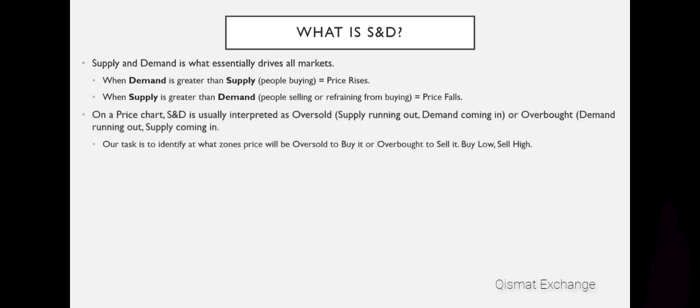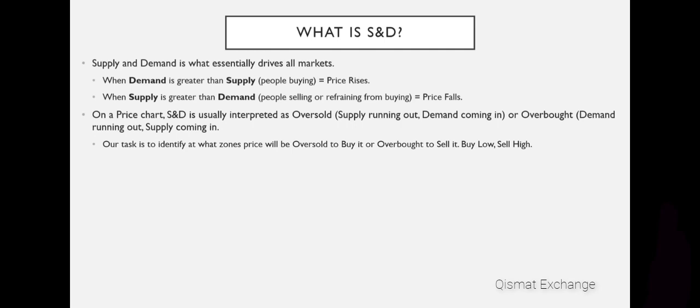On a price chart, supply and demand is usually interpreted as oversold. So you either have supply running out and demand coming in, or overbought, demand running out and supply coming in. And our task as traders is to identify at what zones price will be oversold so we can buy it, or overbought in order to sell it. Again, going back to the previous lesson, this is simply buying low and selling high.